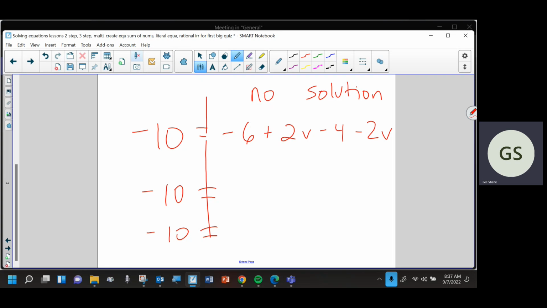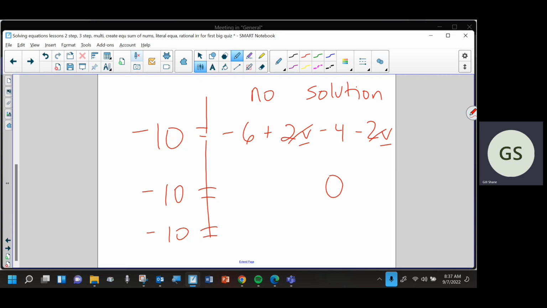Do I have any like terms on the right? Yeah, I do, right? Same letter, or no letter at all. So I have these, right? What do I get when I combine those? Positive 2V, subtract 2V. I get 0 again, right? 0V, or this time I'm just going to write 0. So those two really just cancel out and go to 0.